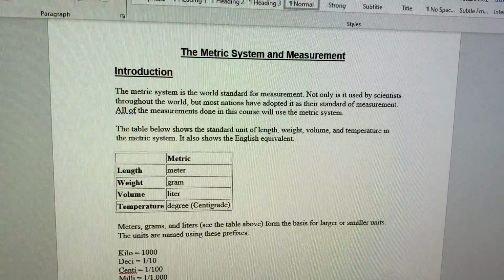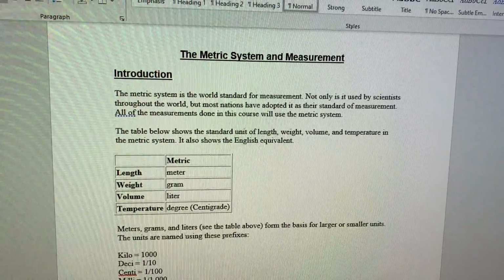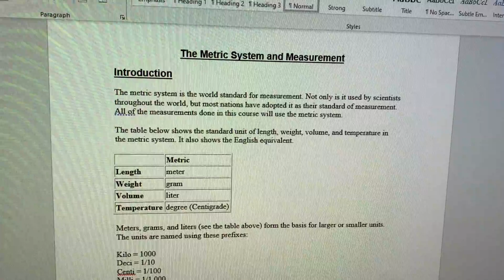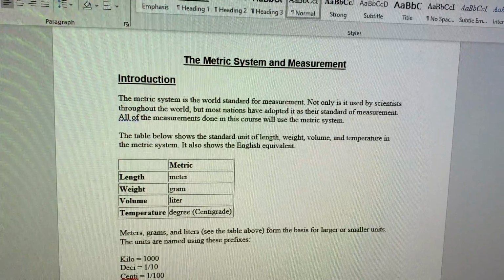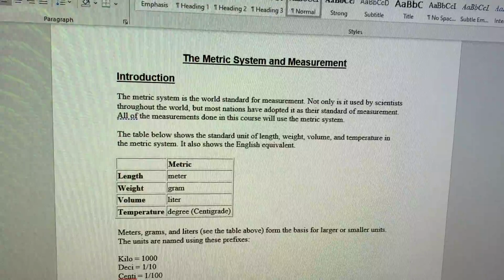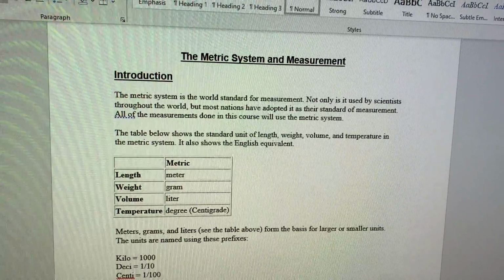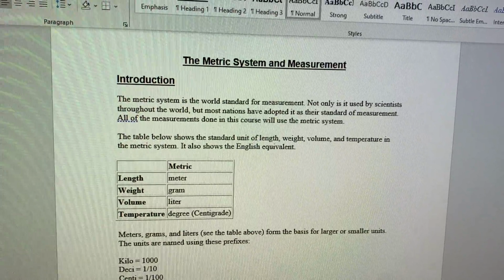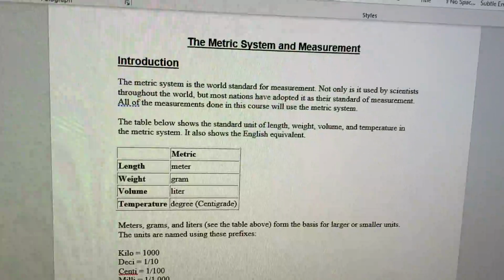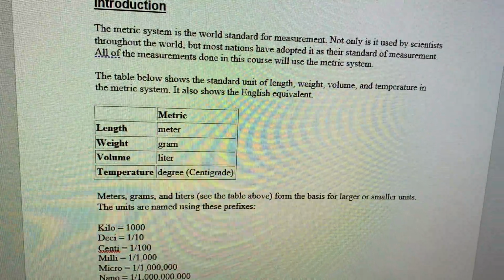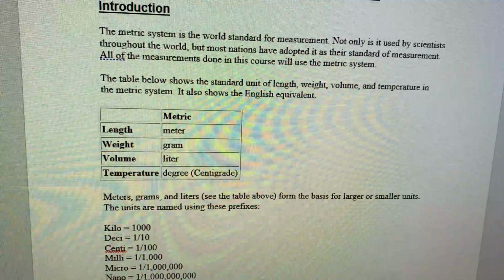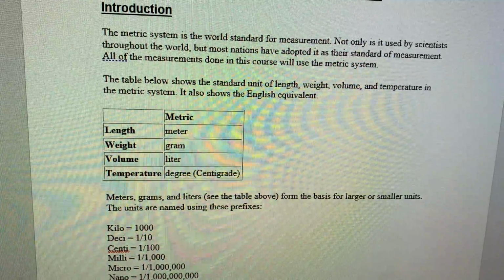Now, the metric system is a worldwide standard of measurement. It is not only used by scientists throughout the world, but most nations have adopted it as their standard measurement. When we speak about measurement, I mean length by meters, weight, volume, and temperature.